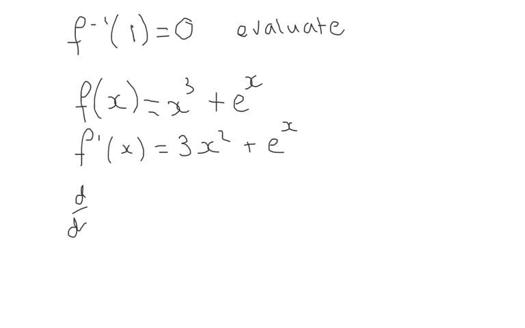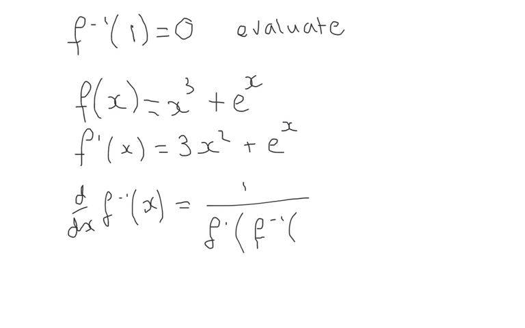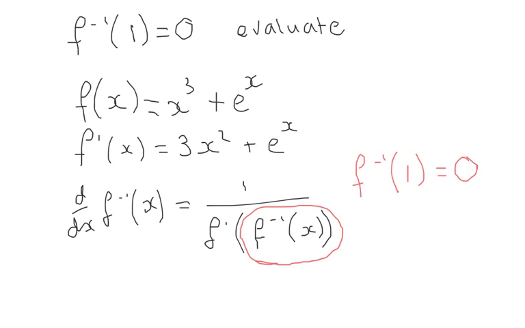The inverse derivative, using the formula, is 1 over f dashed inverse of x. This part of the equation, the inverse of x, we've already evaluated that. We know that the inverse of x when x is 1 equals 0. So this part that I've circled actually equals 0.